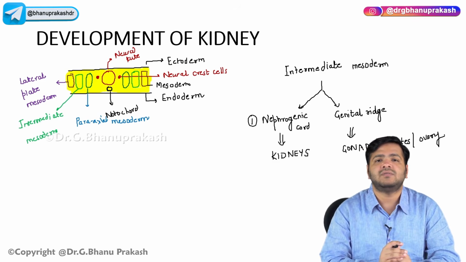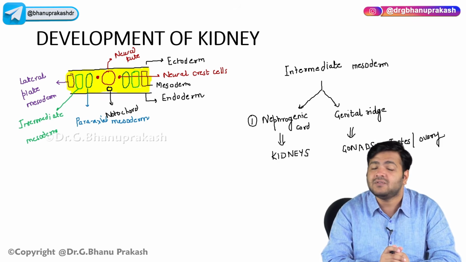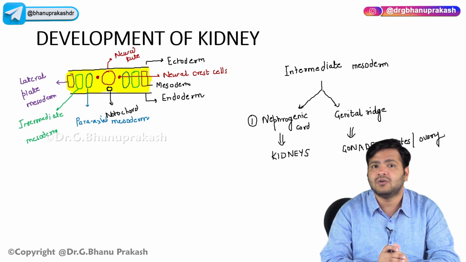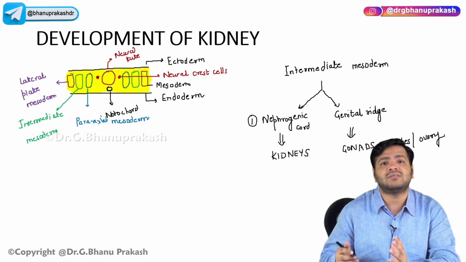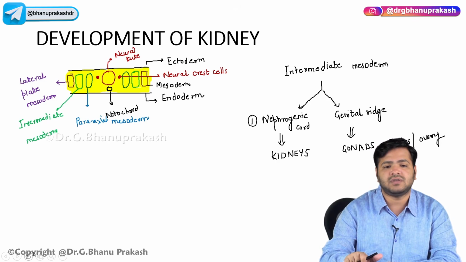So the intermediate mesoderm will have two structures developing in it, the nephrogenic cord and the genital ridge. The nephrogenic cord will give rise to the kidneys, and the genital ridge will give rise to the gonads. So let us now draw the structure of the nephrogenic cord and understand what is its fate.